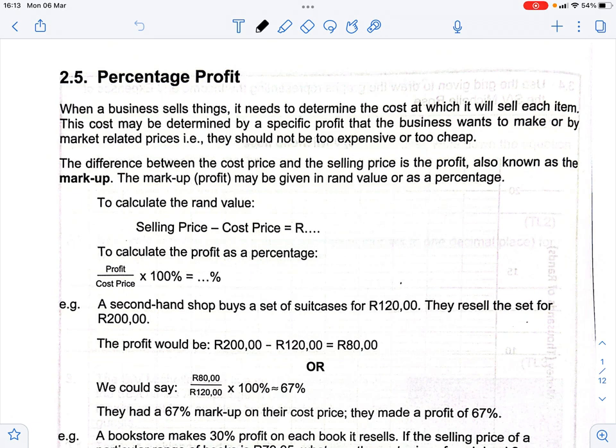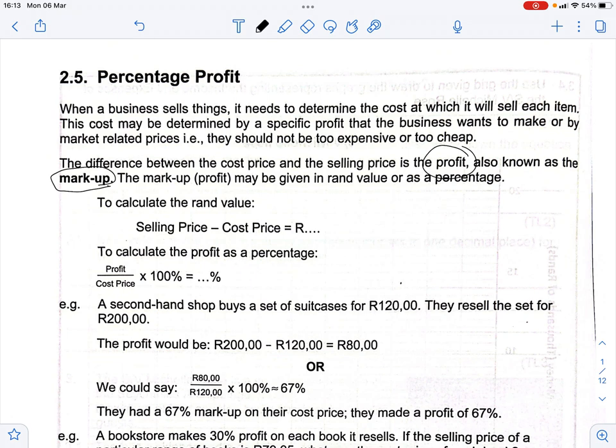But yeah, I just want to go over two things with you guys today. We are looking at now percentage profit. And I've taught most of you EMS along the way, so this is similar to EMS in a way. We look at what we call the difference between the cost price and the selling price. Obviously, that is called profit, which is also known as the markup, which is here in bold.